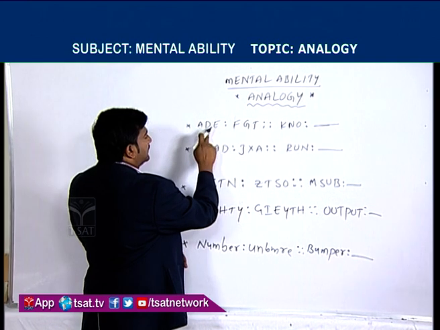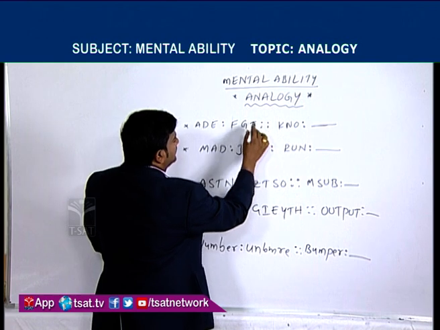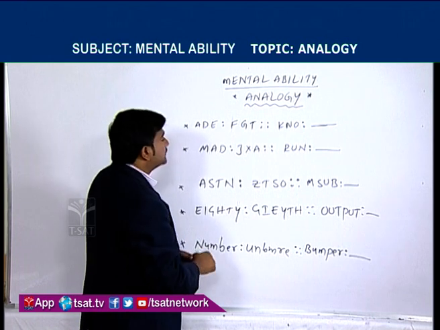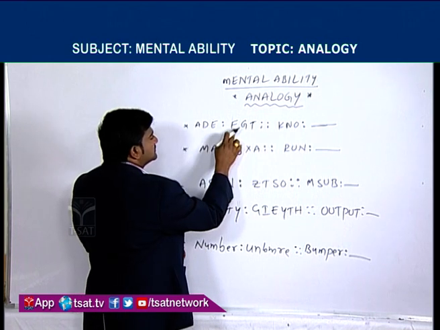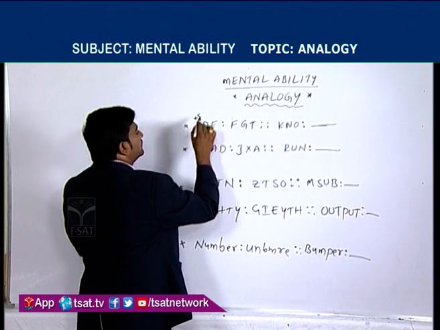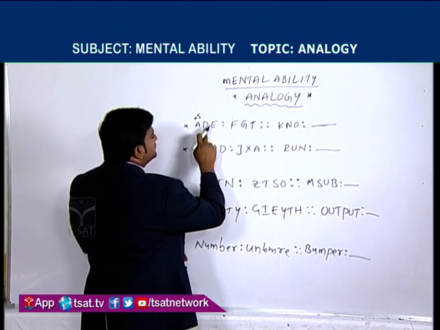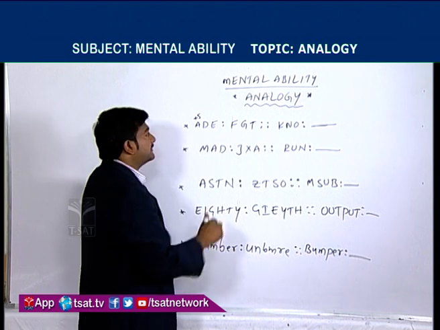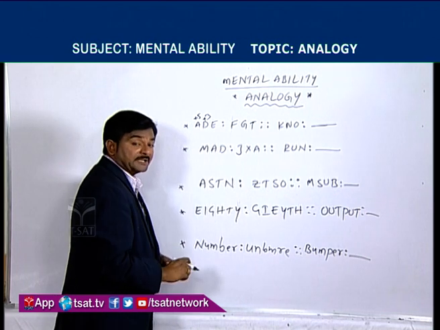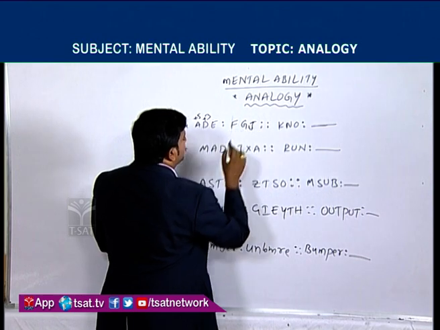ADE is to FGT as KNO is to dash. See, A is written as F. 1 is written as 6. What does it mean? Simply he added plus 5. Similarly, D means 4, whereas G means 7. 4 is written as 7. What does it mean? Simply plus 3. And here, see, it's not a T, so it's simply J.